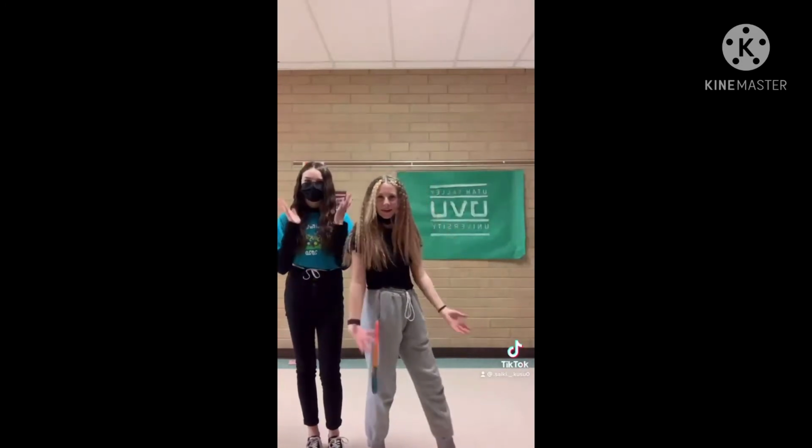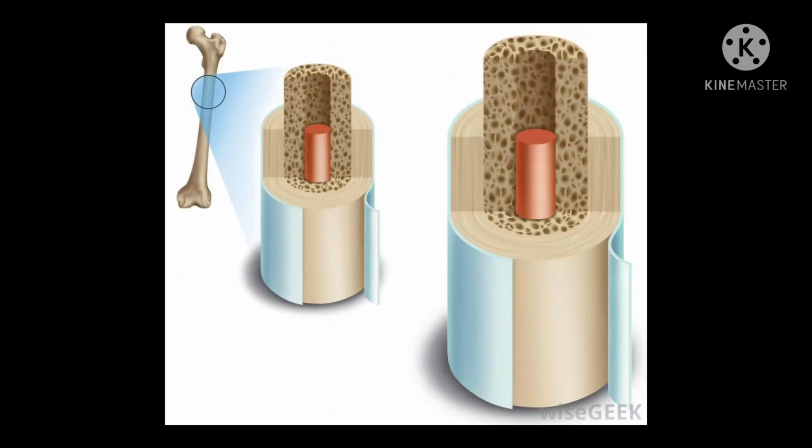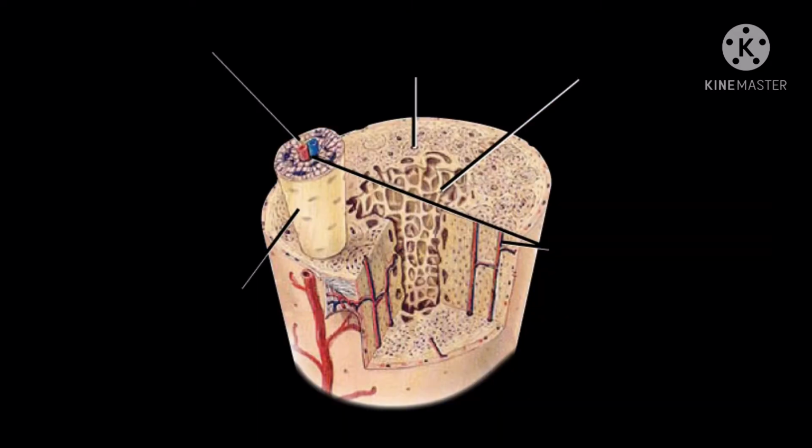This is the marrow cavity. The marrow cavity is the central cavity of bone shafts where red bone marrow and/or yellow bone marrow is stored.